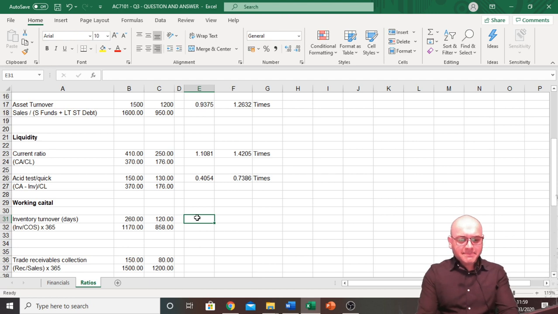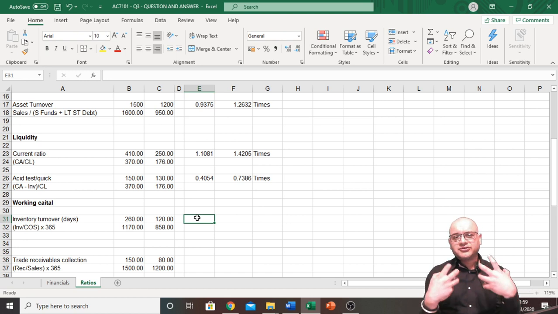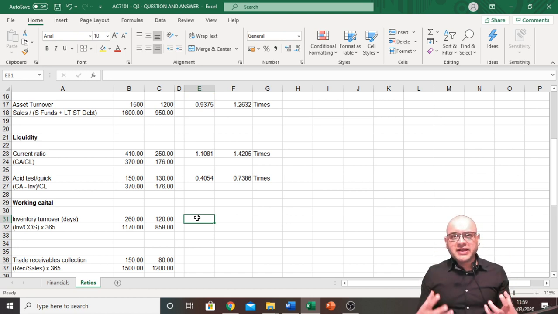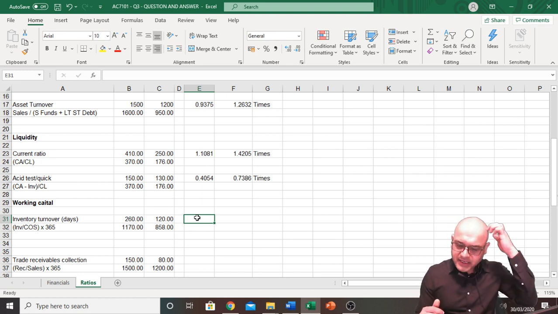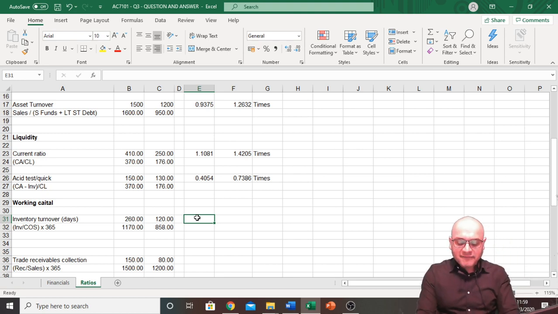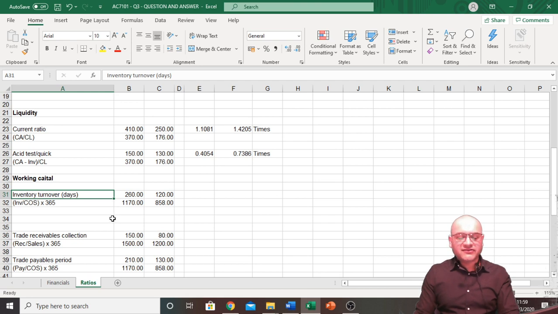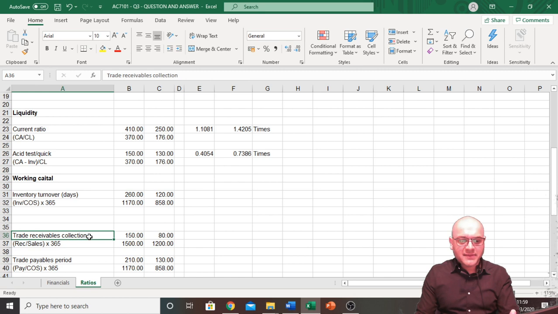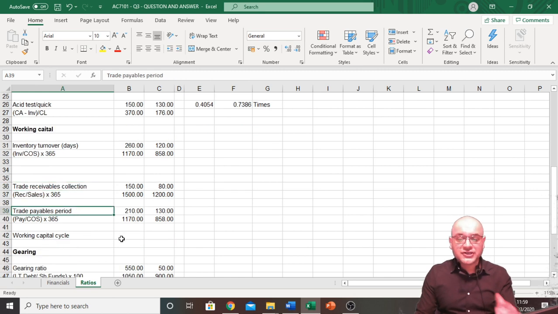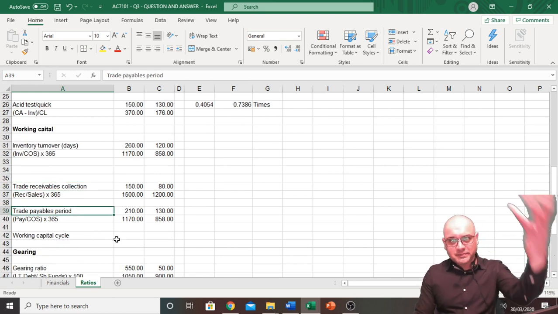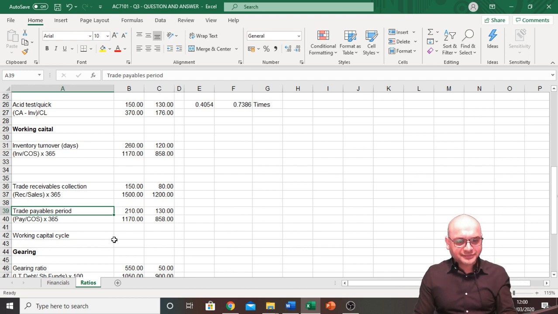Working capital is the company's ability to control their day-to-day activities. Do they have good control over their working capital, the money they invest in day-to-day business? For that, we check three things. We check how many days they're holding the stock, that's inventory turnover, how many days your receivables take to pay back, and how many days you take, or we take as a business, to pay back our payables.